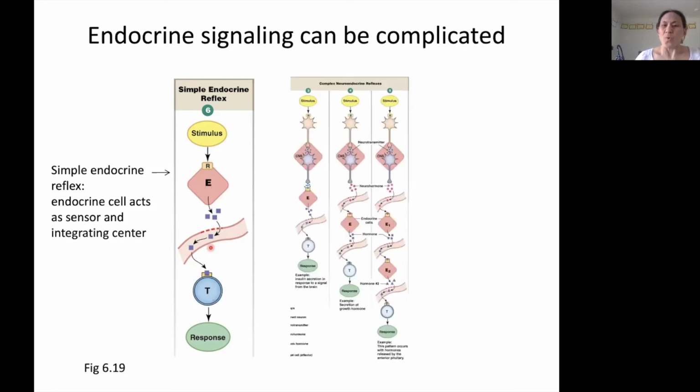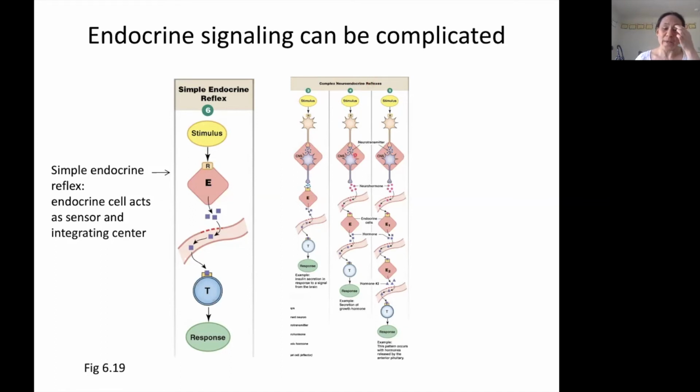However, we also have situations in which we have complicated reflex loops controlling the release of a particular hormone, right? So here we've got a neuron in the brain or the spinal cord signaling to an endocrine gland, which then releases a hormone into the bloodstream.